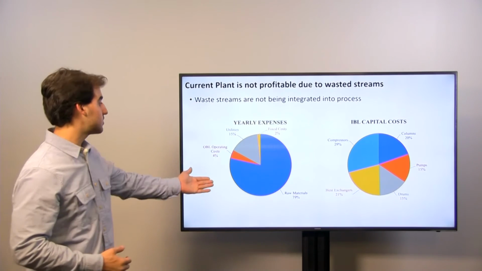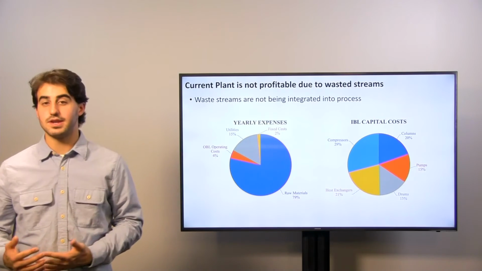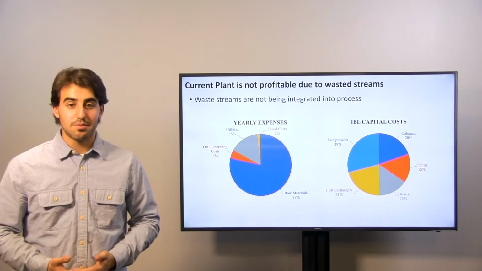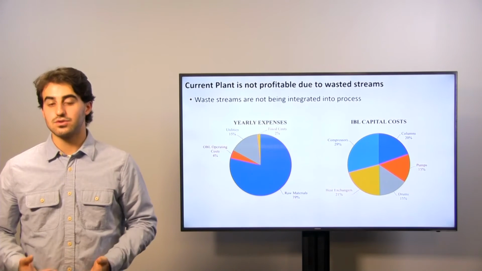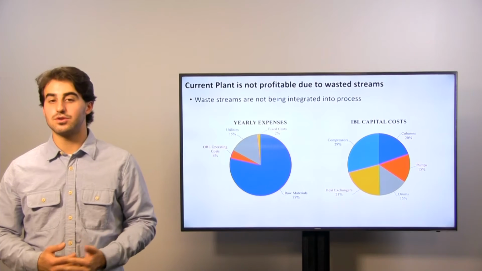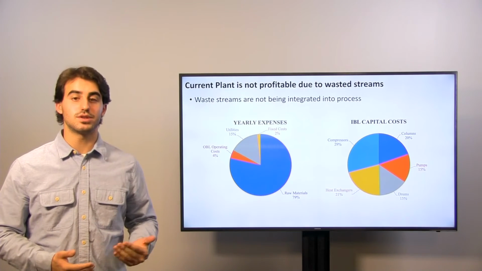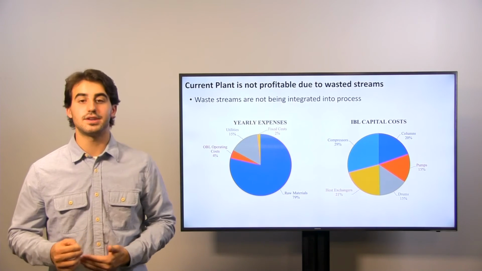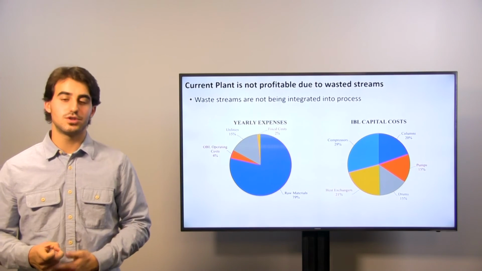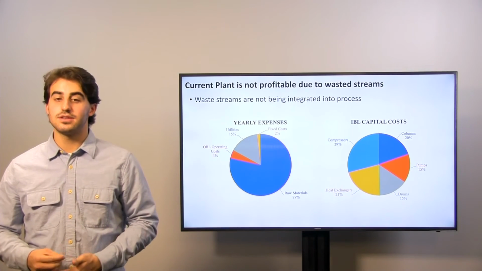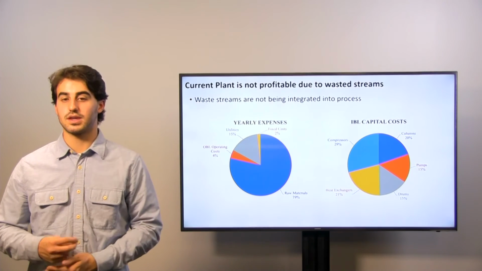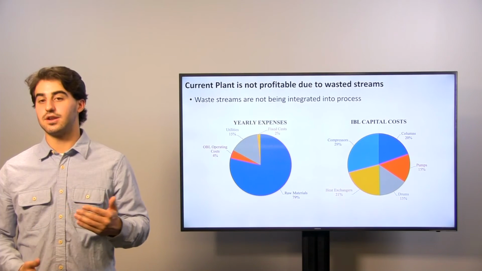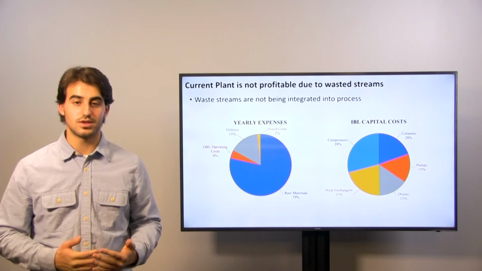As you can see on the pie chart, the raw materials expenses make up around 79% of our yearly expenses. Looking at the IBL capital costs, these are also very substantial. The compressors make up a large portion but contribute the smallest amount of units to the plant. This capital cost would only increase if we decided to further purify the waste streams, which is why our team was hesitant to pursue this option at first. Kendall will talk more about this purification in our alternative case that we also considered.